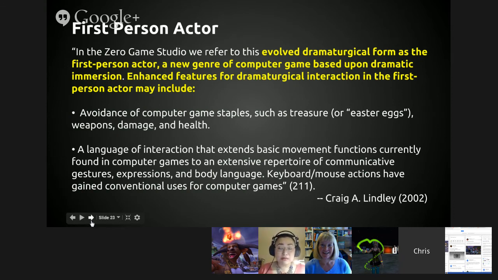So that's de-emphasized. Second, a language of interaction that extends basic movement functions currently found in computer games to an extensive repertoire of communicative gestures, expressions, and body language. Keyboard and mouse actions have gained conventional uses for computer games. So I won't keep pounding on this idea, but what he's talking about there, the whole idea of dramaturgical interaction, again, you're still playing with narrative, it's just narrative behind narrative. But I'm going to stop there and move on.